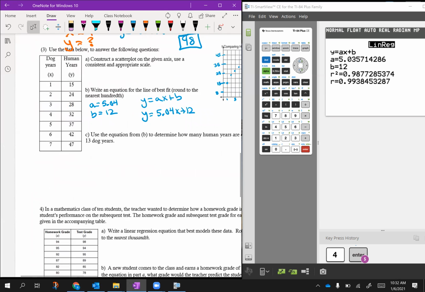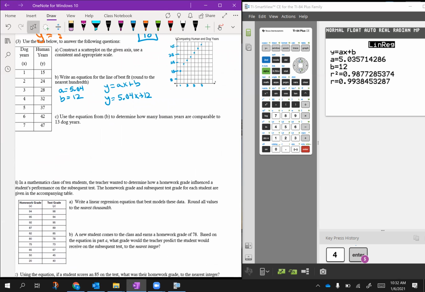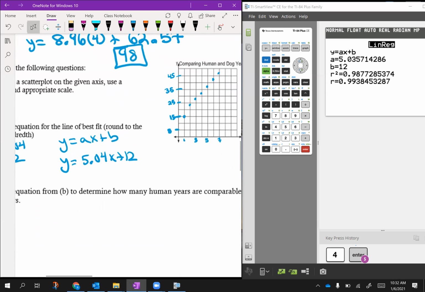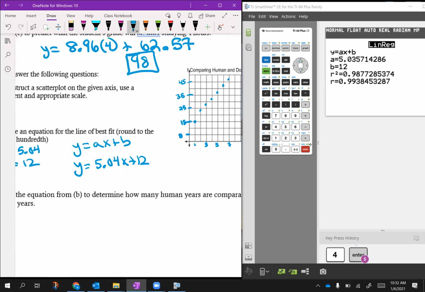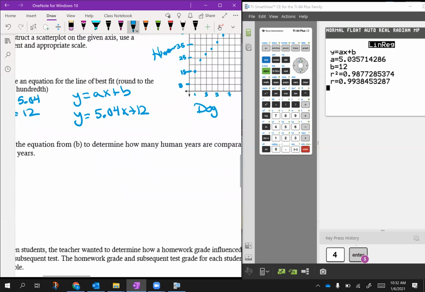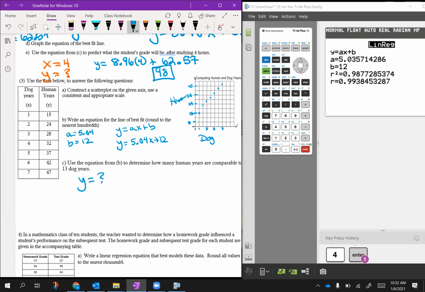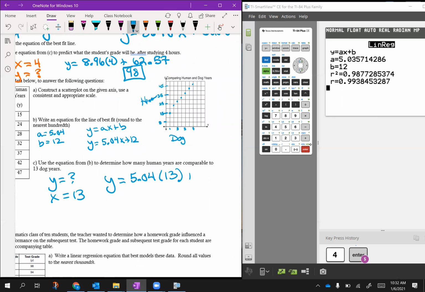Use the equation from B to determine how many human years are comparable to 13 dog years. So we should label our scale here. The input down here is dog years, so that's X, to human. How many human years? We don't know what Y is. Dog years, so X is 13. Please figure out how old your dog is at 13 years old if they make that long. So substitute in, round to the nearest year. I got 77.52, so approximately 78 years old.